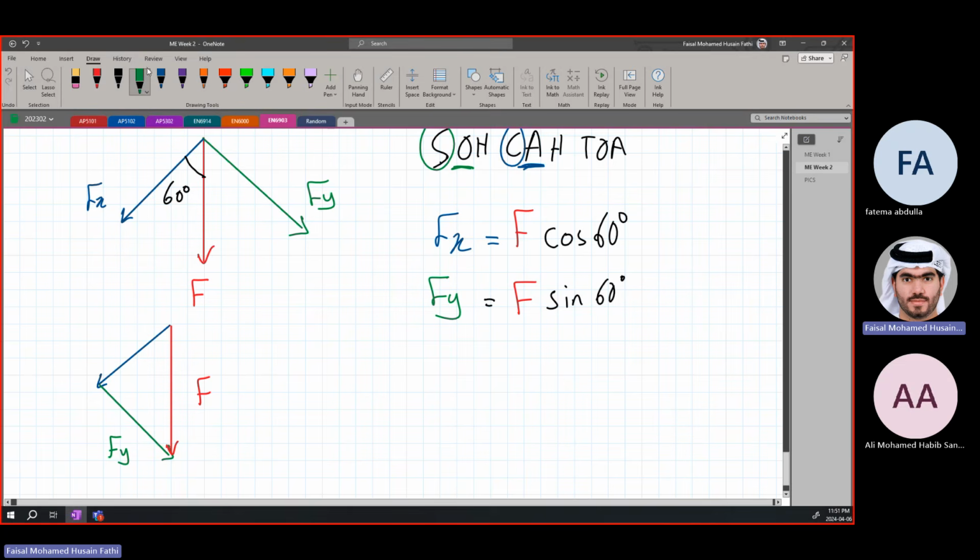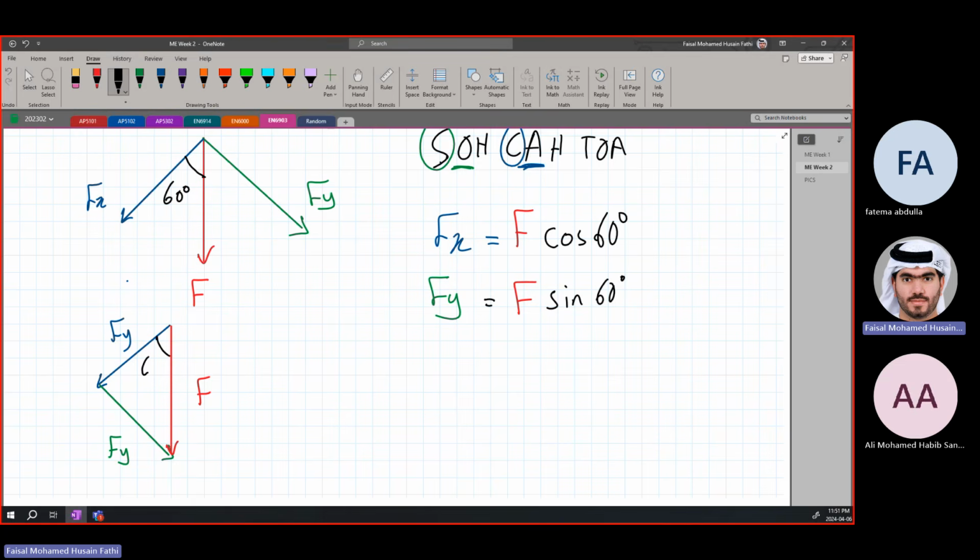This concept was clearly explained in the previous session, so refer to it if you're a bit confused. But this is how it would look like. This is our angle, 60 degrees. For now, we know that this is a right angle over here. So what can we do? We know that F is the hypotenuse. This is H, this is adjacent A, and this is opposite O.